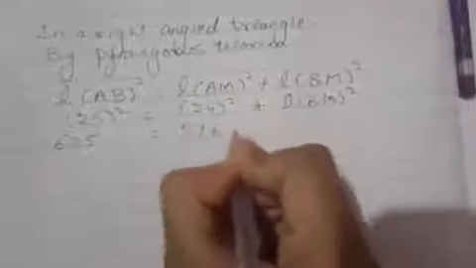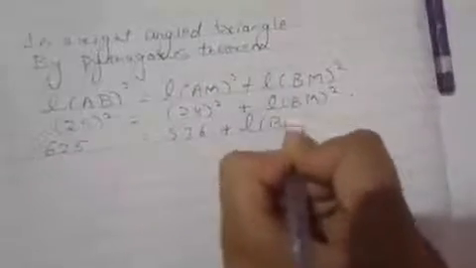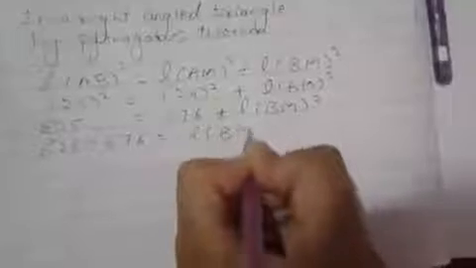What will it be? Tell me. 25 square, that will be 625, and 24 square, that will be 576, plus length of BM the whole square. Now it will be 625 minus 576, which will be equal to length of BM the whole square. So this minus this, what is the answer? It is 49, and it is equal to length of BM the whole square. Now can we take the square root?